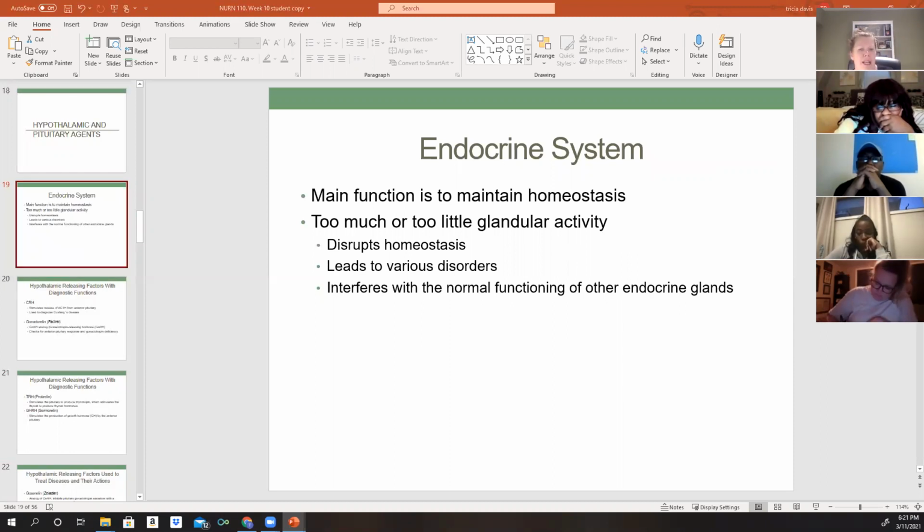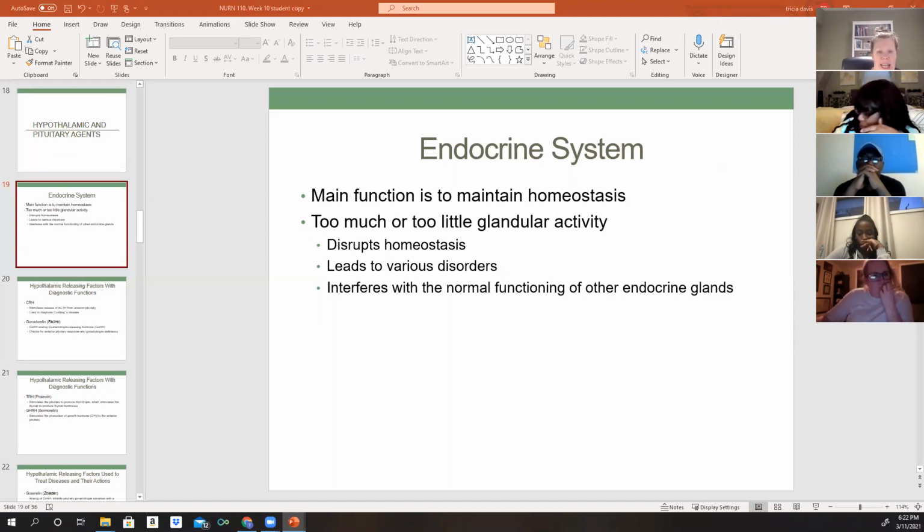All right, so the endocrine system's main function, like we said in the beginning, is to maintain homeostasis throughout the body by releasing a number of different hormones. The hypothalamus produces releasing and inhibiting hormones, which stop and start the production of all the other hormones throughout the body. Our hypothalamus plays a very important role in the endocrine system.